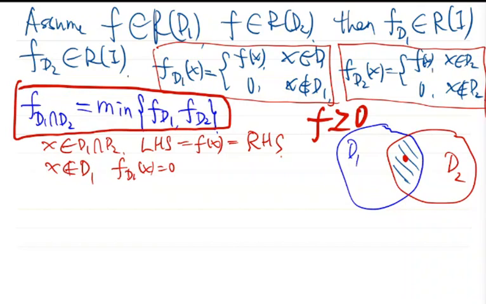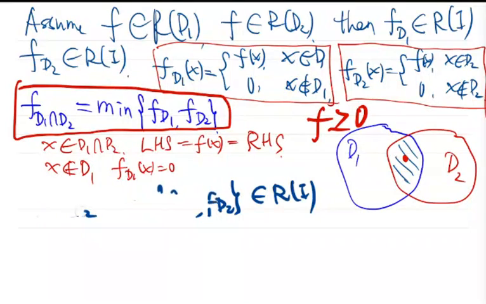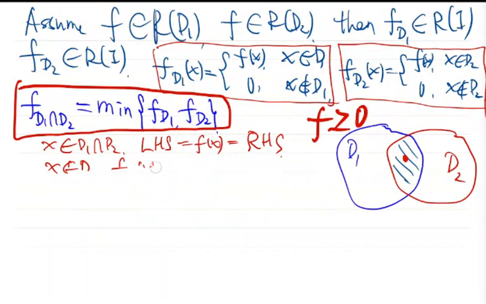So by our previous argument, we know that f on D1 intersect D2, as the minimum of f D1 and f D2, is integrable over the rectangle I. Okay, maybe I will erase this to make space so that I can complete the proof of this theorem in this page.